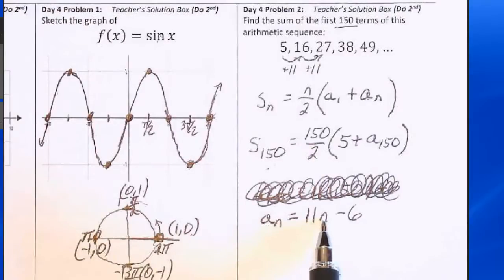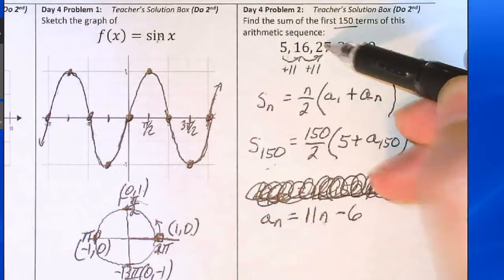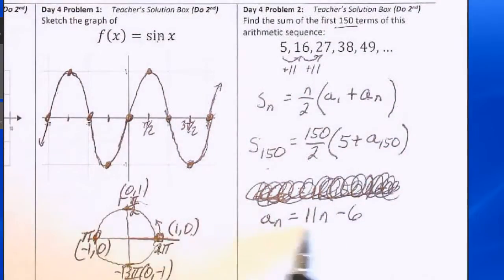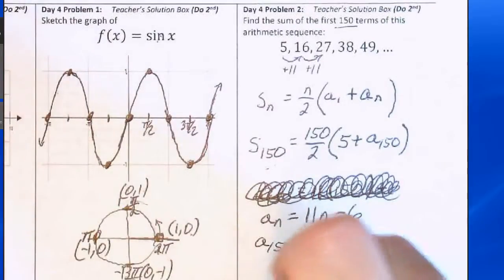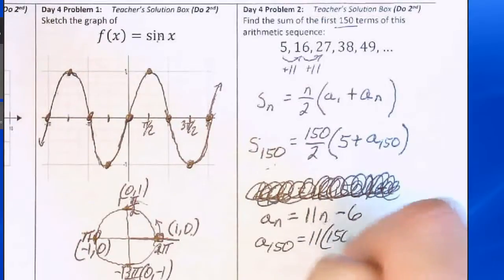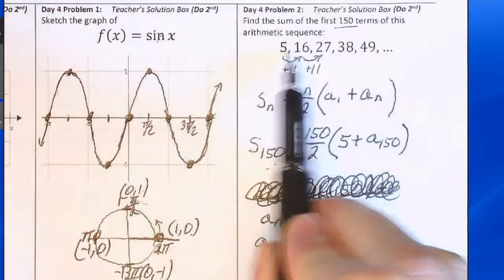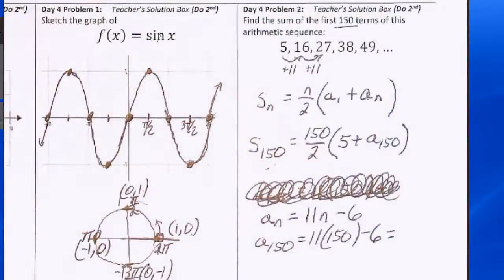11 times 3 is 33. 33 subtract 6 is 27. And that checks out and matches the third term. So this general formula seems to find us any term that we want in the sequence. We want to know the 150th term, where n is 150. So let's put in 150 for n and find the 150th number in that list of numbers.